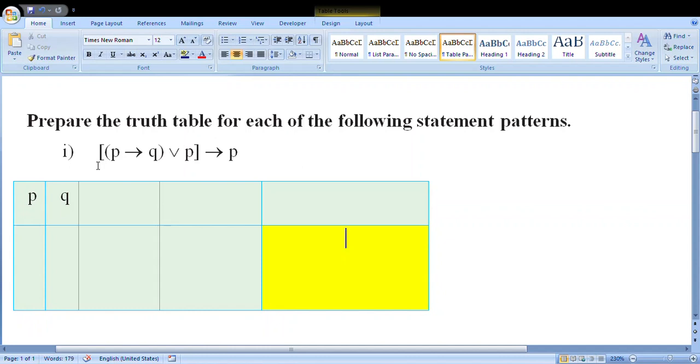We have to prepare a truth table of [P arrow Q] arrow P. First, identify the number of alphabets. It is given as P, Q. So P and Q are the fundamental or basic columns.